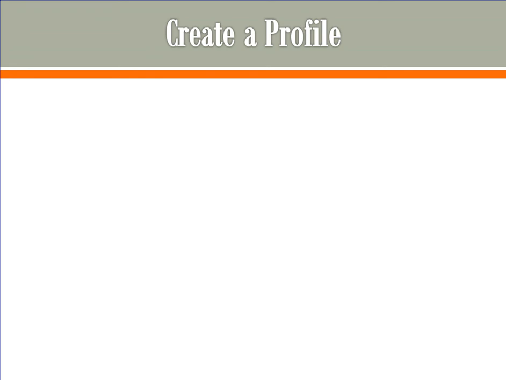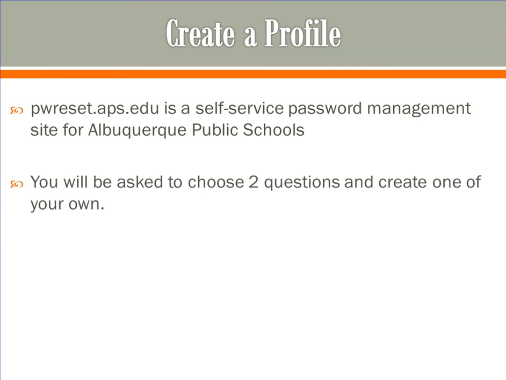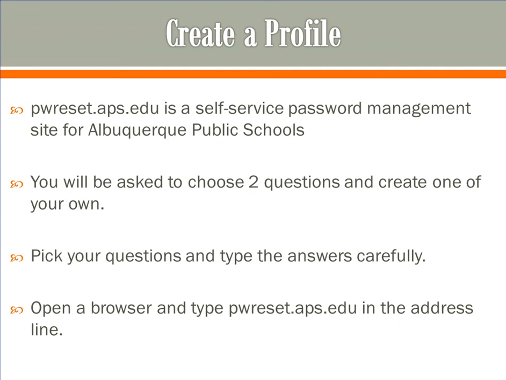Now that you've got a password and it's into the system, something else that will help you be more safe is to create a profile. Go to pwreset.aps.edu. It's a self-service password management site for APS. When you get there, you're going to be asked to choose 2 questions and to create one of your own. Be sure to pick questions that would be easy for you to answer but difficult for other people to answer about you. And type them in very carefully.